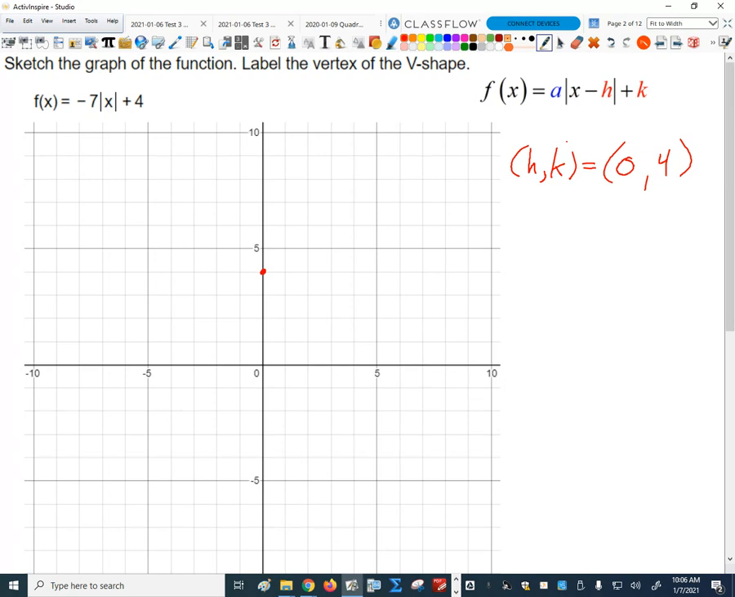Now, how am I going to draw the shape of this thing, right? We want to think about dilating a regular height on this. Normally, we would go over 1 and up 1, correct, on an absolute value function. Our parent graph, remember, just looks like this, right? We have a slope of 1 there, slope of -1 there. So I'm over 1, I'm up 1. If my value of a, my dilation factor, is -7, how would I get to my next point? Instead of going over 1 and up 1, what would I do, Chloe?